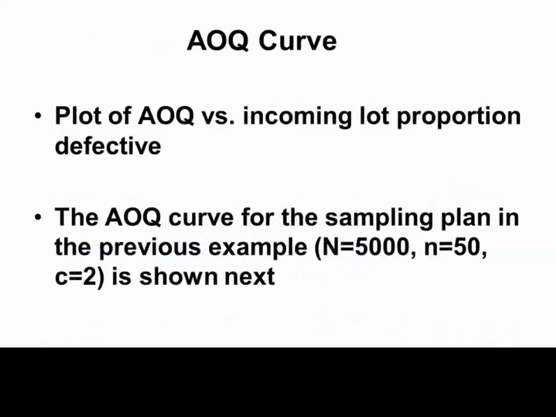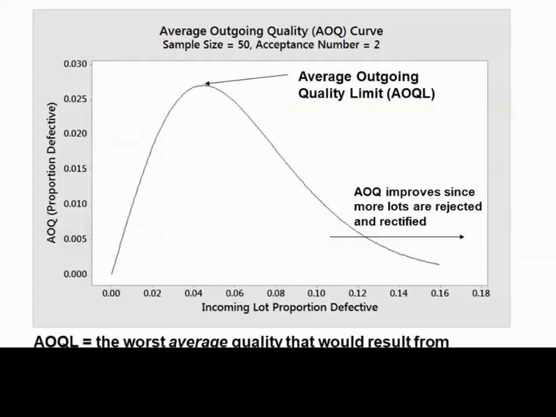What if we wanted to generate this AOQ curve, AOQ versus P? You would just repeat this for different values of P, just like we did when we generated the OC curve. In fact, Minitab will give you this plot. So the one we just did was 1%. That was right here. It's just below the 1%.